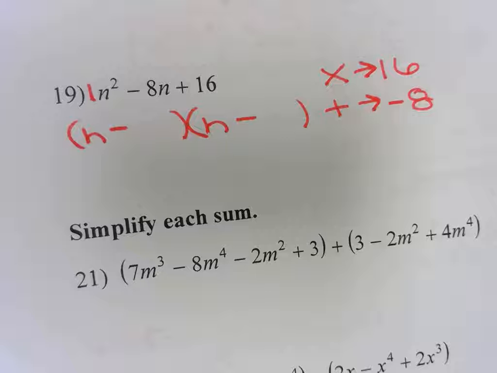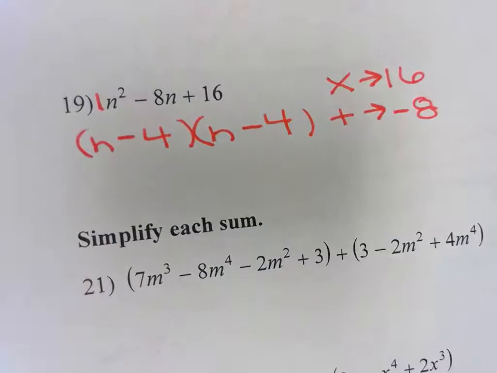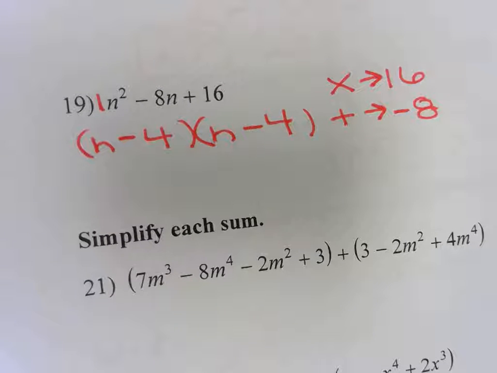Okay, so n minus 4, n minus 4 are your two numbers. Now, do I set them equal to 0? Read your directions. What's your direction say? Factor. Factoring means writing it as multiplication. It doesn't say solve, so you do not have to set equal to 0. It's just factor, so something times something.